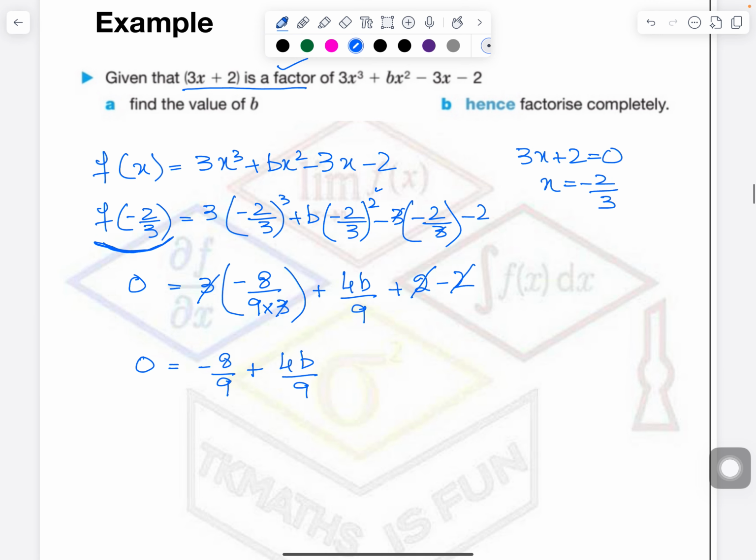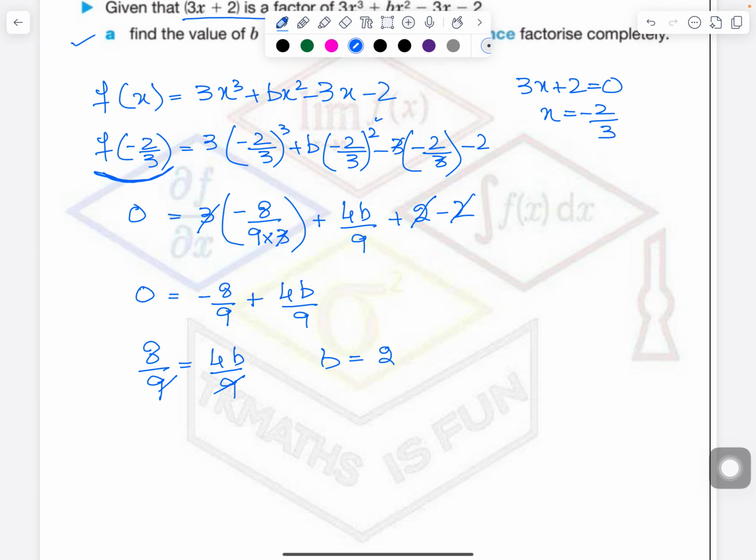right? So I'm bringing it to this side. So 9 will cancel with 9. So I get b is equals to 2. So first part of the question is done, which is find the value of b. Hence factorize completely. Now this is a cubic equation.